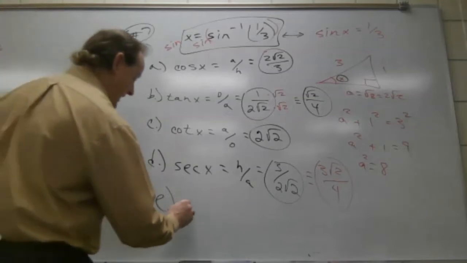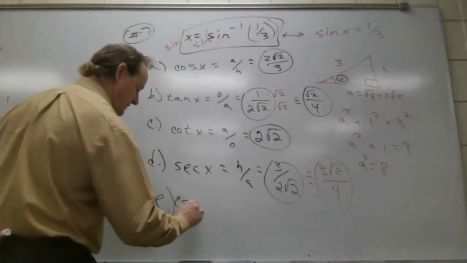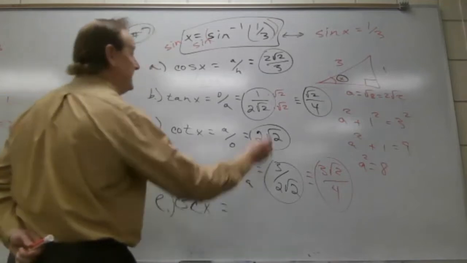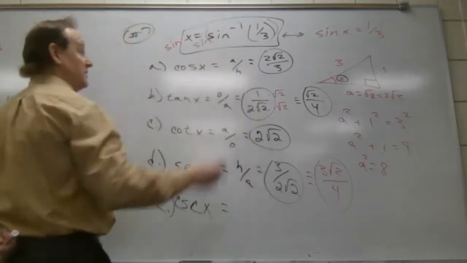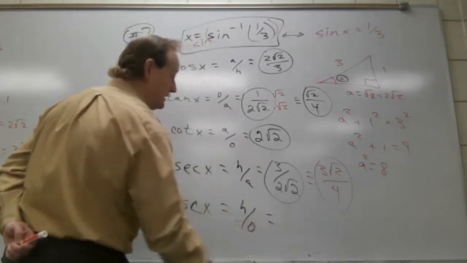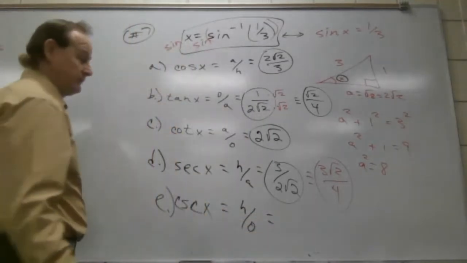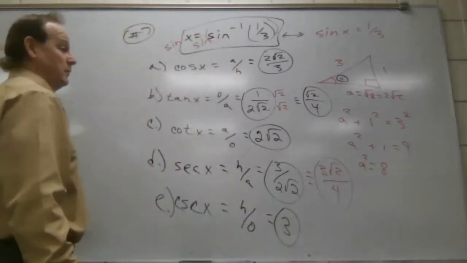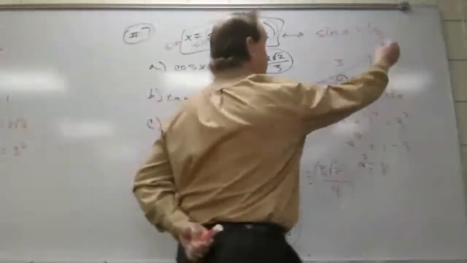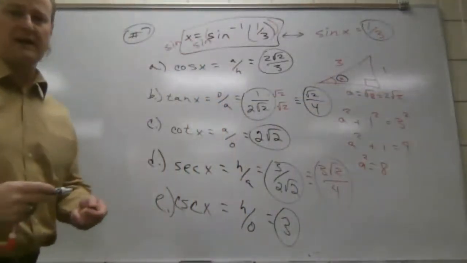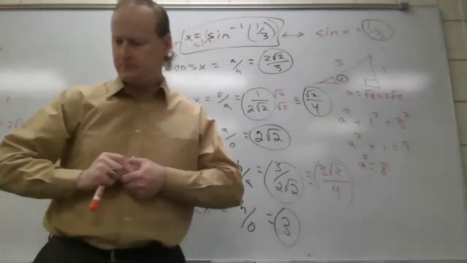And then we had cosecant x. Cosecant is 1 over the sine. So instead of opposite over hypotenuse, it's hypotenuse over the opposite, which is what? 3. So it's 1 over 1/3, which is 3. Okay, perfect. So pretty easy stuff on that, right?